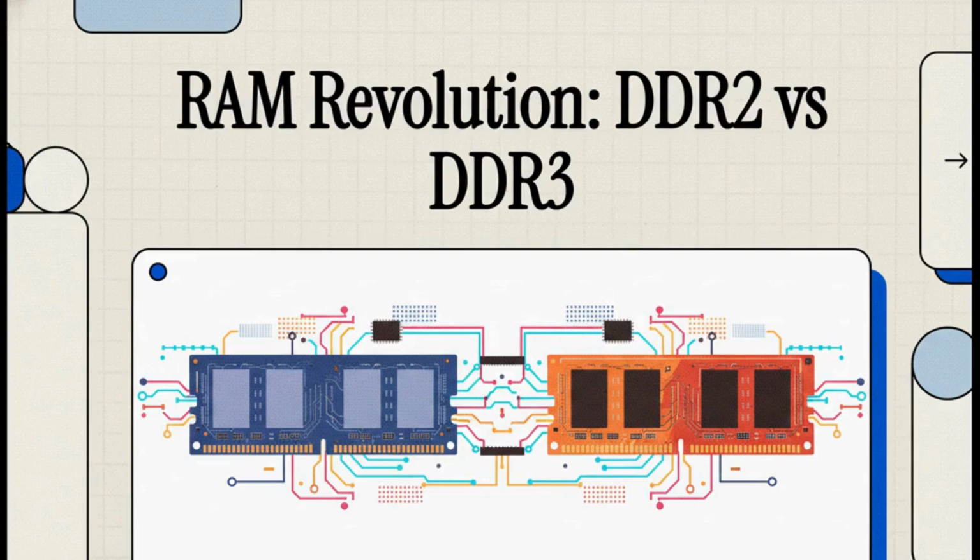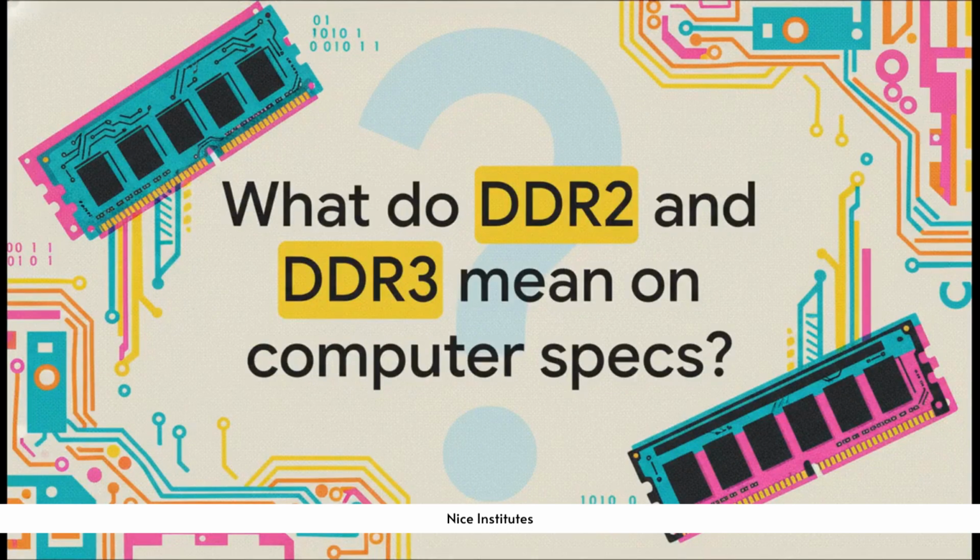All right, let's talk about something you've probably seen a million times when looking at a computer: DDR2 and DDR3. What's the deal with them? We're about to jump right into the revolution that happened inside our PCs. You've been there, right? Shopping for a new computer, or maybe even building one, and you hit this wall of letters and numbers. They seem super technical, but trust me, the difference between them sparked a huge leap in performance. So what's the story here?